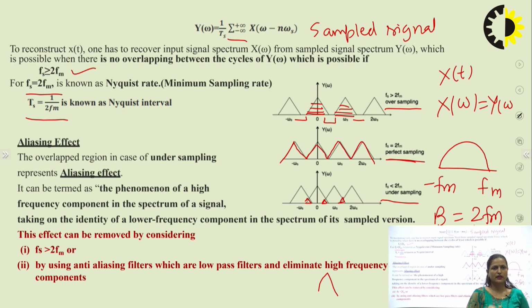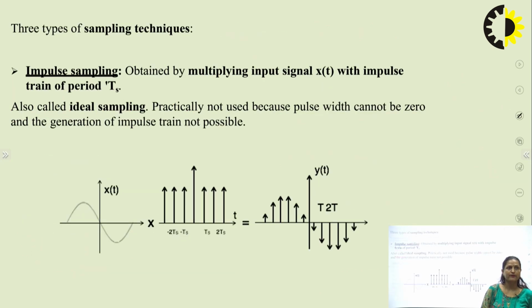So this is a type of error which we do not require in our communication system. So it should be nullified. This effect can be removed by two methods. One method is, if we consider the sampling frequency is always greater than or equal to twice Fm, then this type of overlapping will not happen. And if this overlapping does happen, we will use an anti-aliasing filter. An anti-aliasing filter is a type of low pass filter which is used to eliminate high frequency components. So these are the two methods through which this aliasing effect can be minimized.